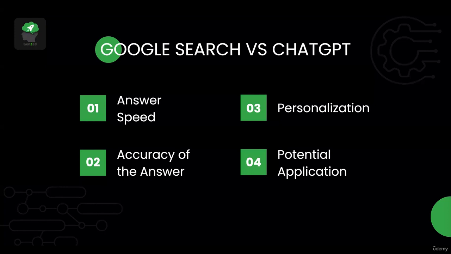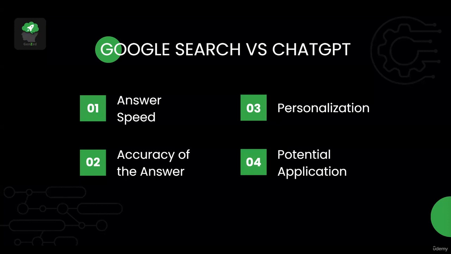Then we have personalization. When we're searching for information, we want the information to be tailored to our specific needs and interests. Google has a wealth of data on our search histories and online behaviors, which is used to personalize the results. ChatGPT, on the other hand, has the ability to provide more personalized and relevant responses to your queries depending on what prompts you give it.